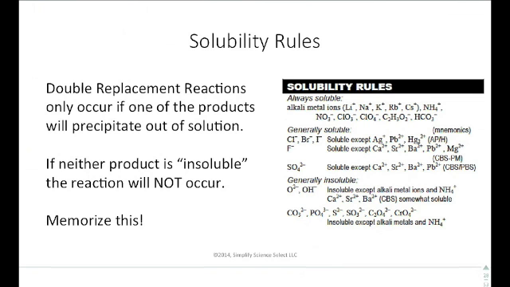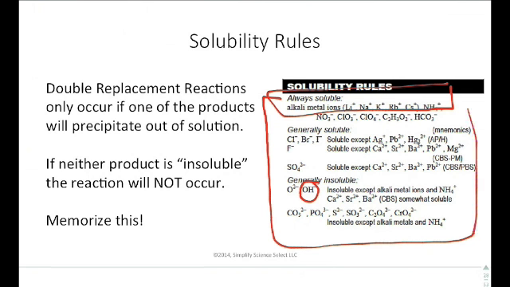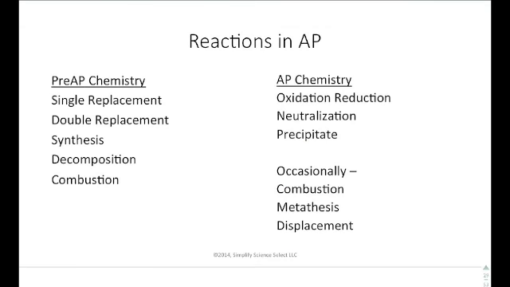But if you look, the alkali metal ions are always soluble. Okay, if you put an ammonium with anything, it will be soluble. Okay, if you look, you have hydroxide. Hydroxide is not soluble except when you put it with one of those alkali metals. So you need to distinguish between what is soluble and what is not soluble using these solubility rules. This is something that you need to memorize relatively quickly so that you have an idea of what reactions are going to occur.